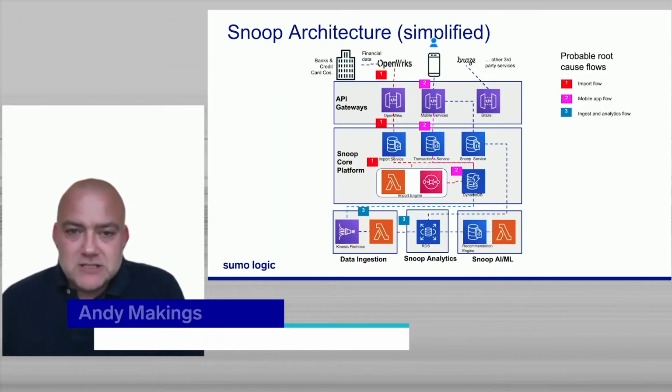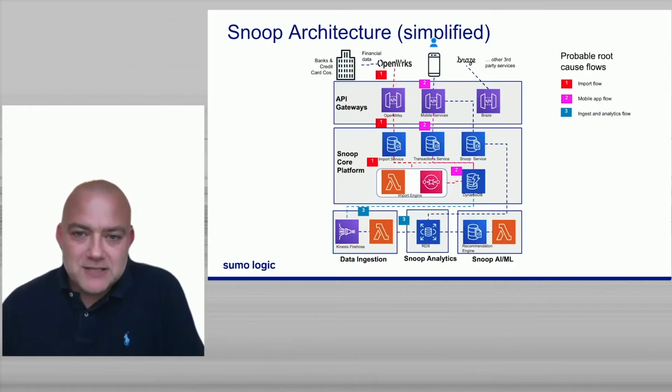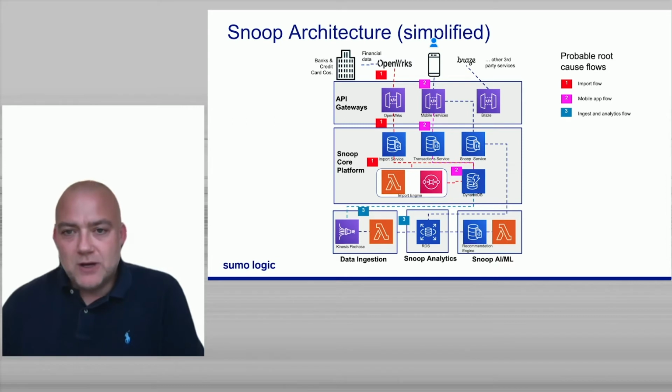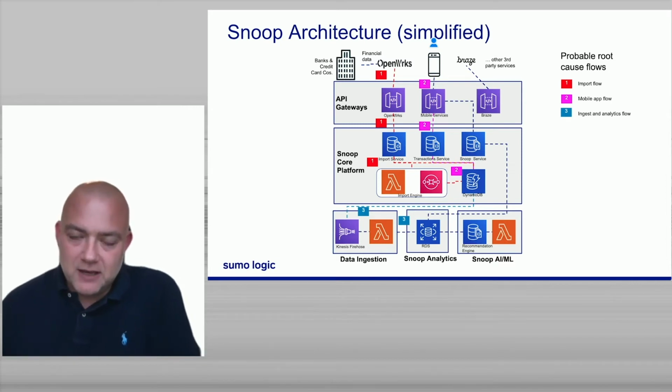Okay, obviously this is a very simplified Snoop architecture picture just for this demo. Snoop is 100% in AWS. We're going to go through 3 main flows here. If I give you a quick overview of what Snoop does, Snoop connects customers to their banking and credit card data. We then ingest that data and then recommend money-saving ways for those customers on actual transactions.